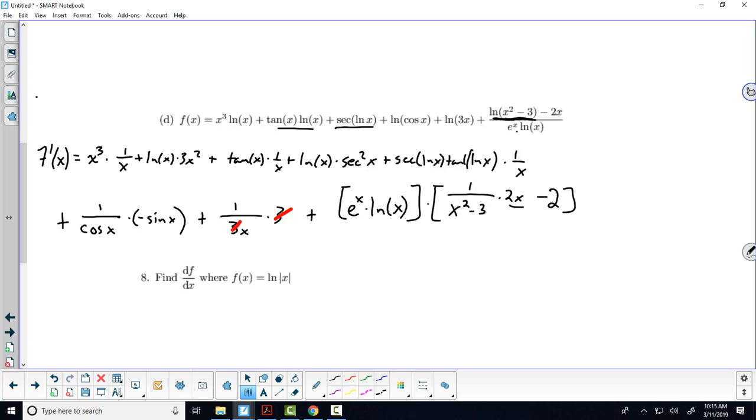So we had the bottom times the derivative of the top minus the what? Minus the top function, which would be the natural log of x squared minus 3 minus 2x, all times what? The derivative of the bottom. Okay. Yeah, we're going to have to use the product rule on it. Riley, you want to help me out with this one?